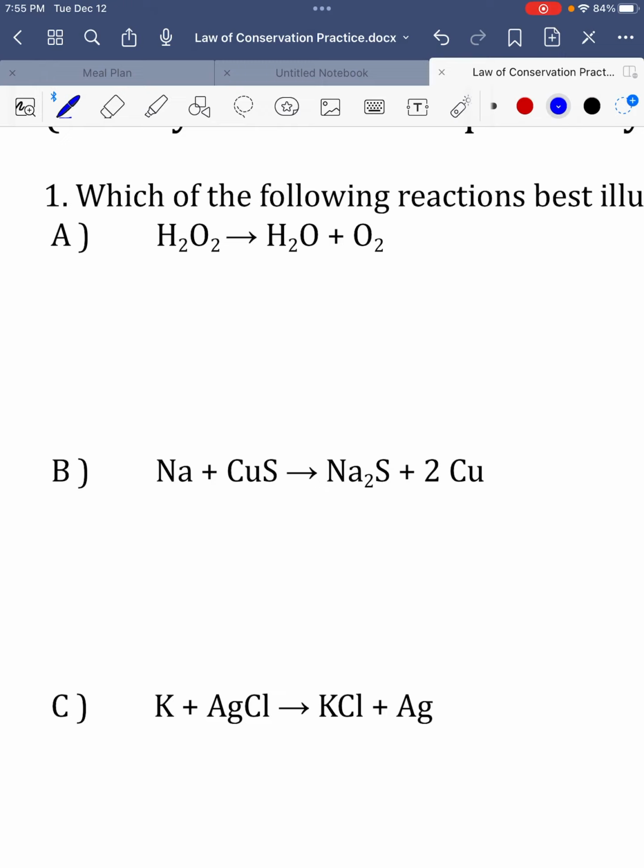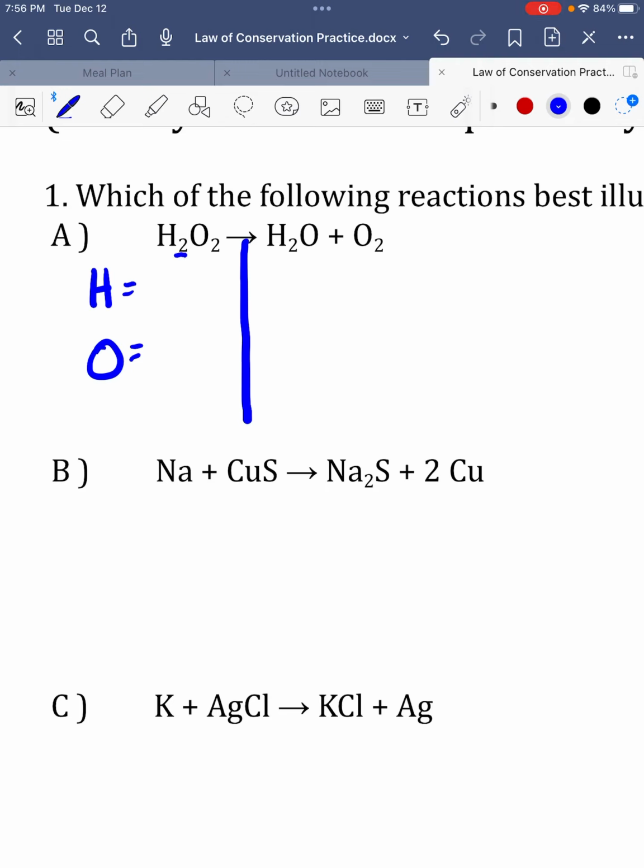So the first thing that I like to do when I'm working these problems is to draw a line underneath the arrow. Everything that comes before the arrow is called the reactants, and we're just going to list the elements that we have on the reactant side. Every time I have a capital letter, that tells me it's a new element. So I've got hydrogen and I have oxygen.